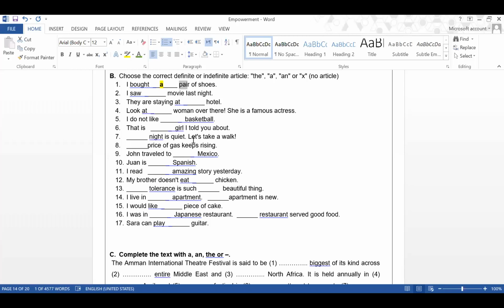The article a or an means one. I bought one pair of shoes. And if you replace a with one and it seems right, it's correct. Yeah, you can check your answer by using this.